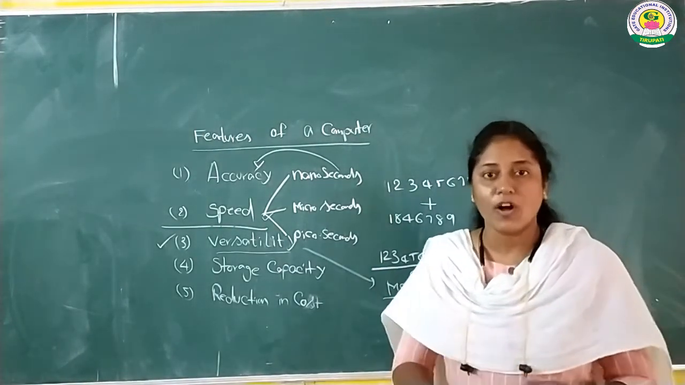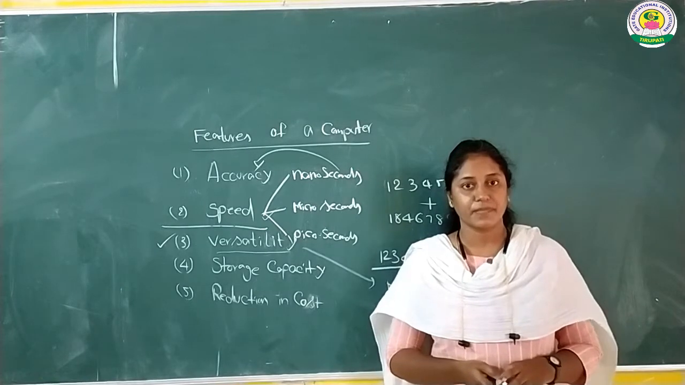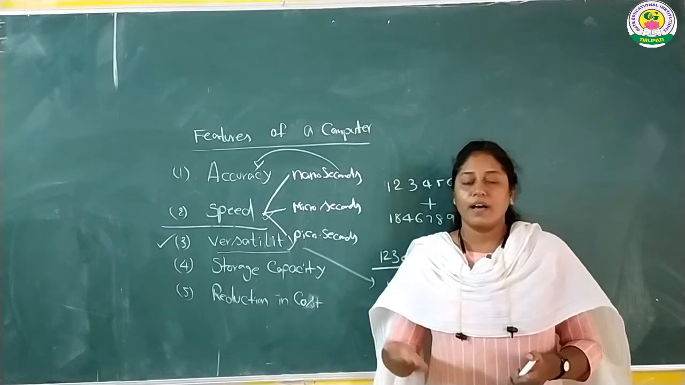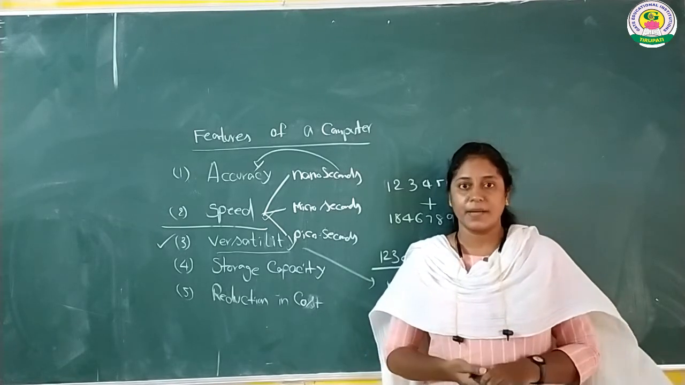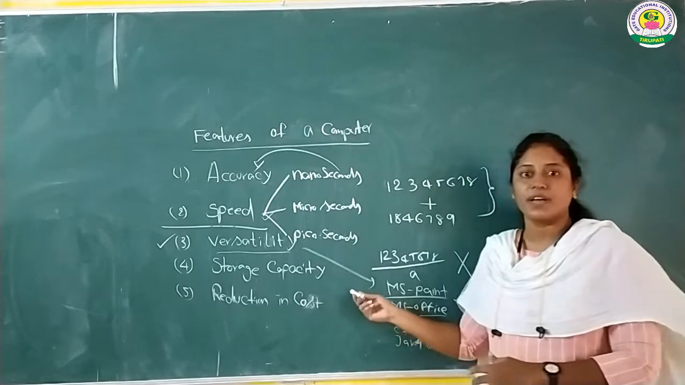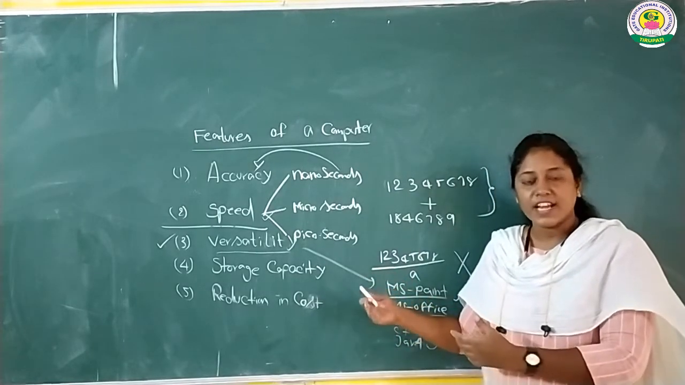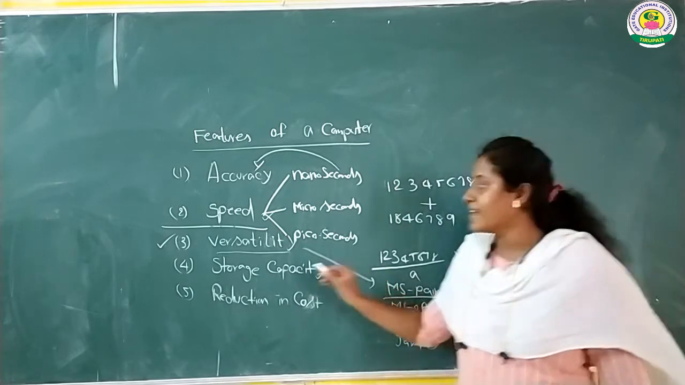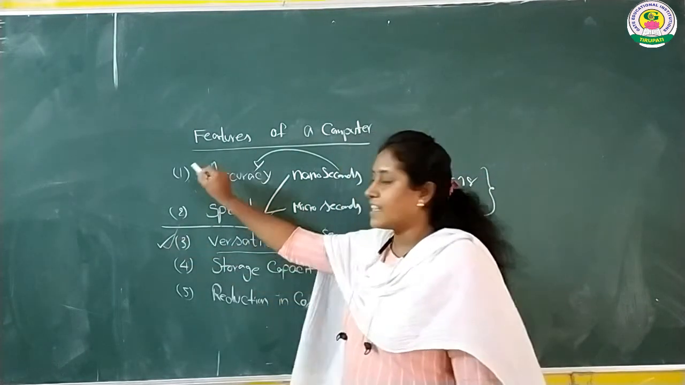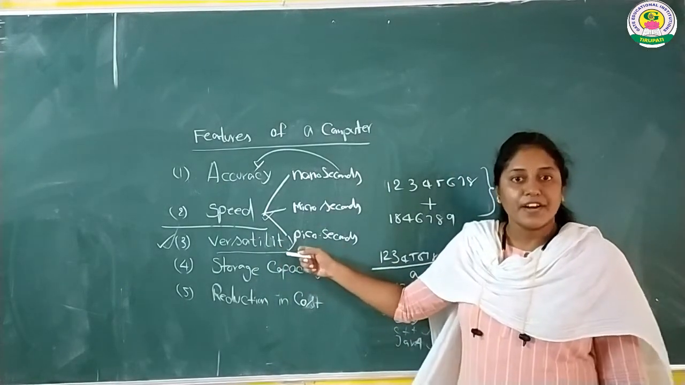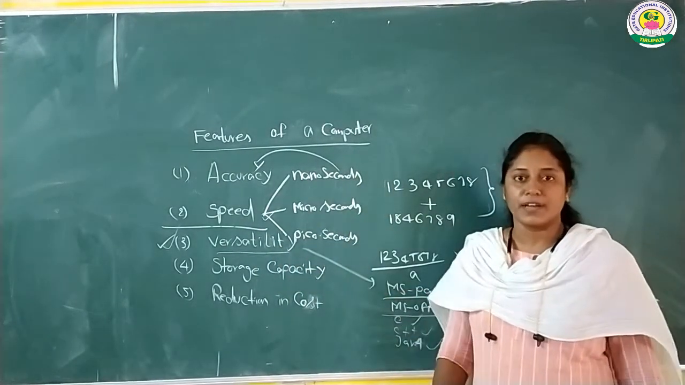Does a human do all these things at a time? For example, being human, can we take multiple jobs at a time? Quite impossible, right? But by using a computer, we can assign multiple jobs. We can work with multiple tasks by using a single computer. That is nothing but versatility. That is why versatility is a wonderful feature of a computer.